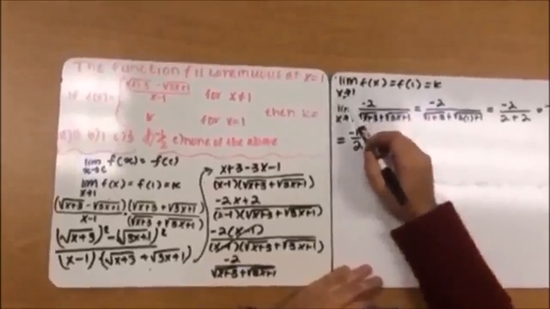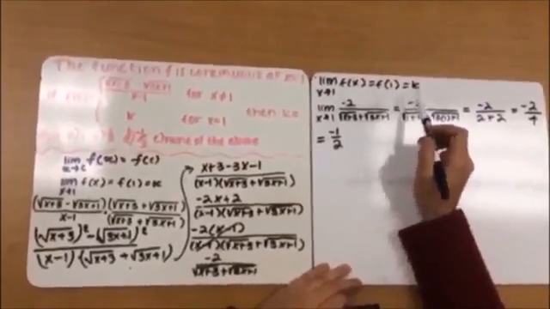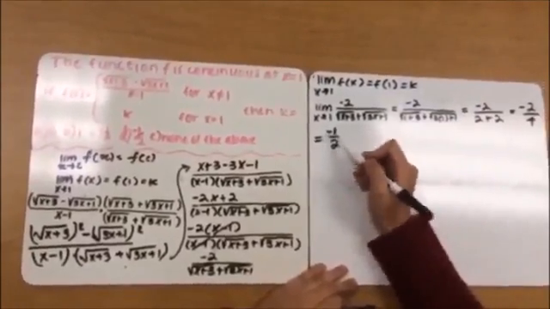Since the limit as x approaches 1 of f of x equals f of 1 equals k, negative 1/2 is k.